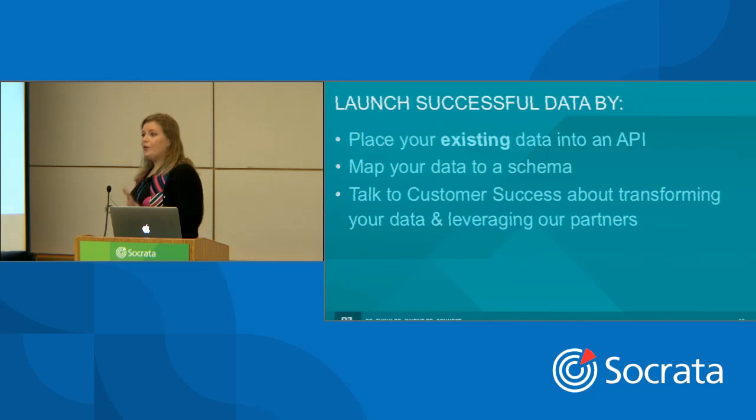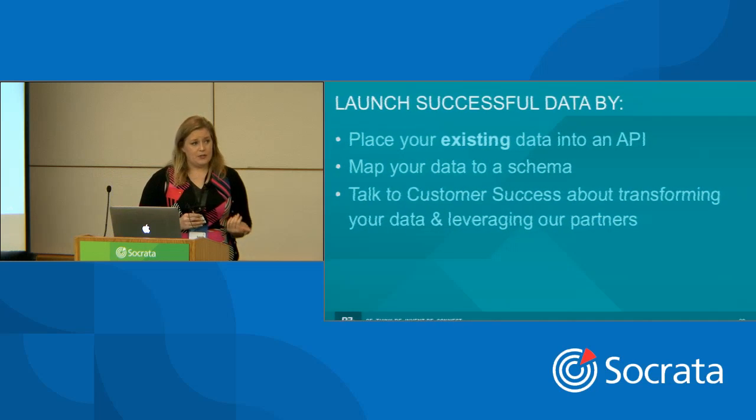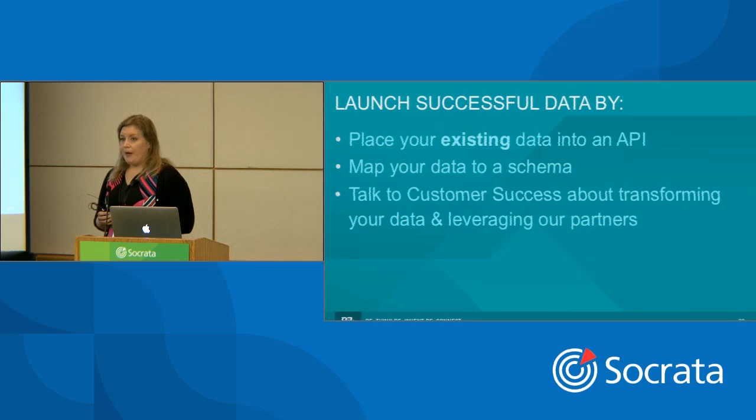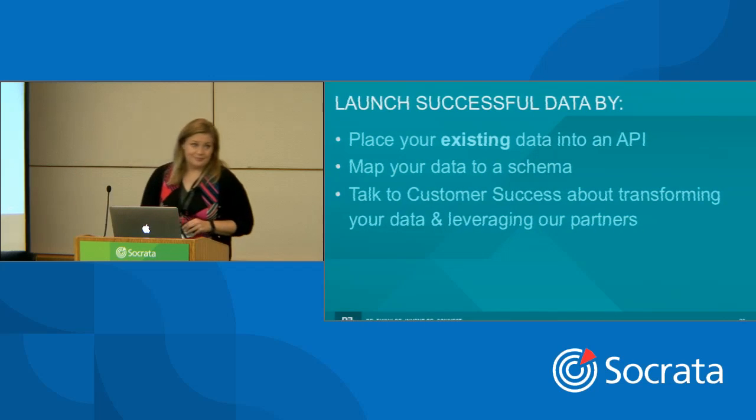First, don't worry about the standard too much. Just launch your existing data in an API. Second, map your data to a schema. It's really just playing the match game on an Excel spreadsheet. Get that over to us, and then contact customer success or your closest relationship at Socrata, and talk with them about setting up LIVES or BLDS for your own government. And even if you're a state or a federal agency, there are multiple ways that you could be using this data as well. Thank you so much.